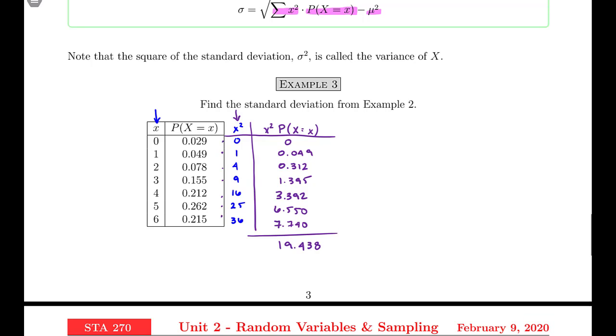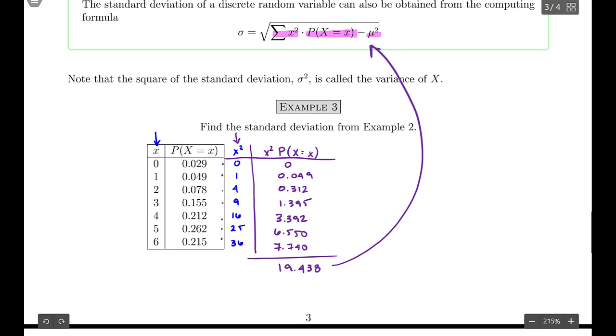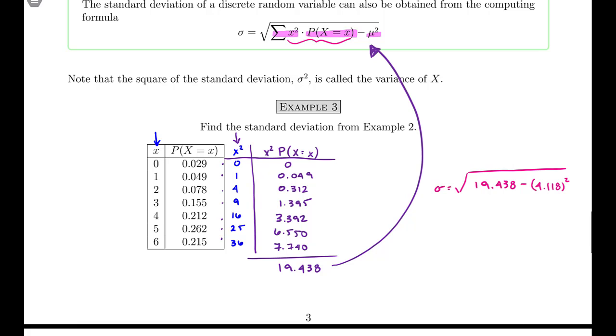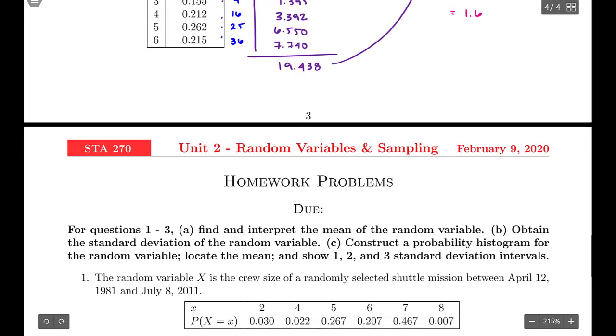We take that value and substitute it into our equation. Sigma is equal to the square root of the sum of all my x squared values times the probability, which is the 19.438, minus our mean squared. Our mean we computed in the first example is 4.118, squared. So we take 19.438 minus the mean squared, and then take the square root of that, and we end up with approximately 1.6. Roughly speaking, on average, the number of busy tellers is 1.6 from the mean of 4.118 busy tellers that we computed in example 2. And that's how you do the mean and standard deviation of a discrete random variable.